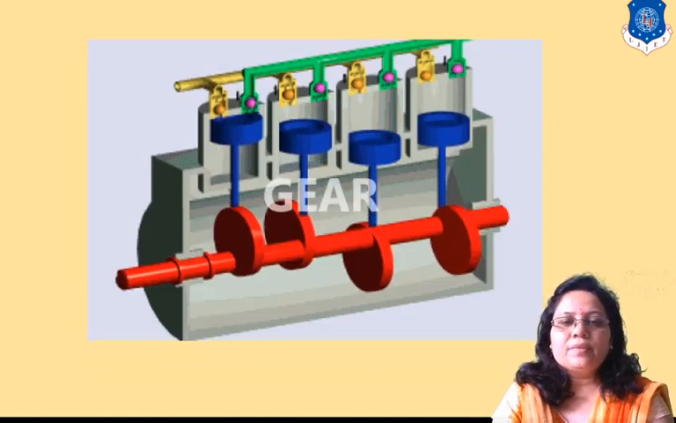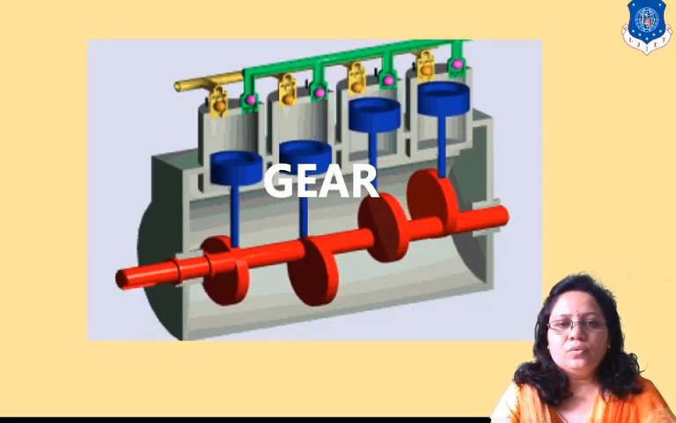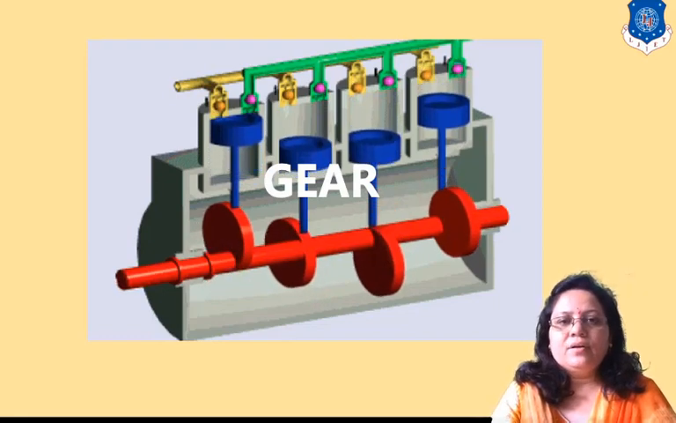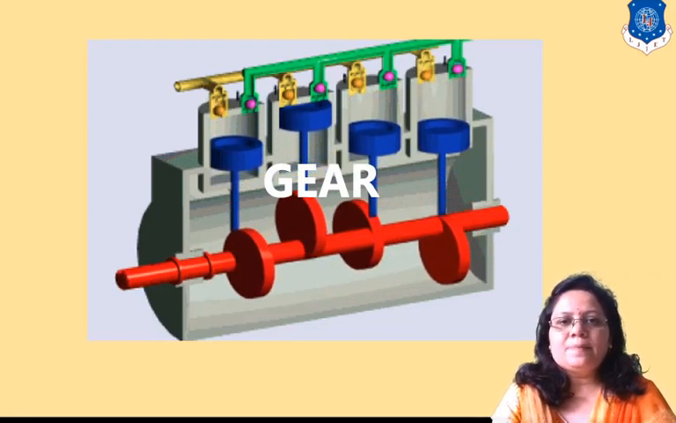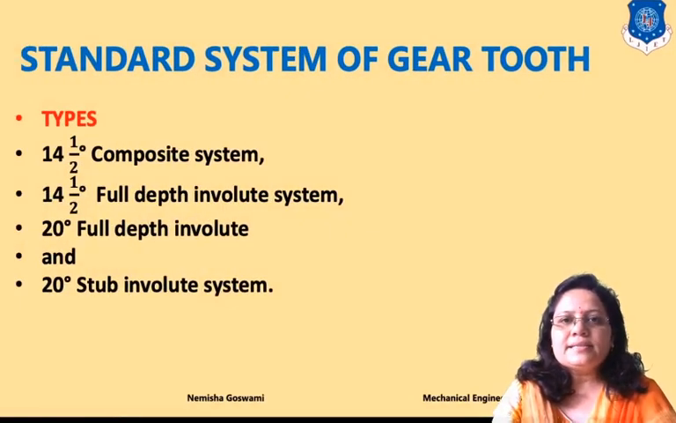So in this lecture we will discuss what standard gear tooth systems are available with respect to pressure angle, and gear failures. First of all, the standard systems of gear tooth. There are basically four standard systems of gear tooth. First is the 14 and a half composite system.